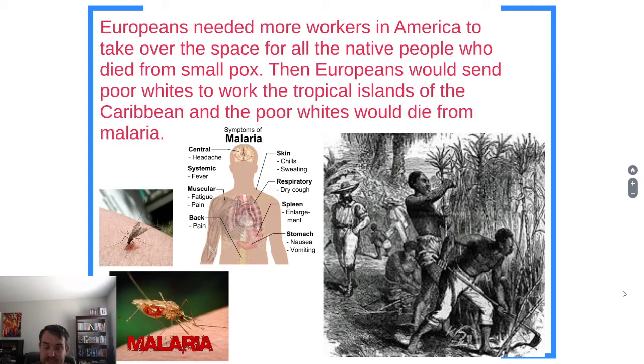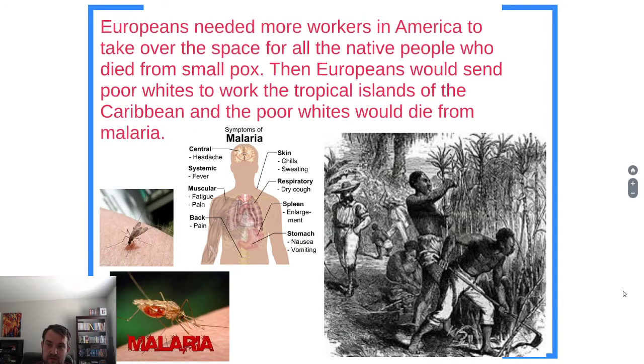But the problem is, those poor white people were dying from other diseases. They were dying from diseases like malaria that are caused by mosquitoes. And the Native Americans didn't really die from malaria as much. They mostly died from smallpox. So Europeans were then faced with this problem of who can we find to work the land of the New World, and who's going to be immune to maybe both of these sets of diseases. So that's the new problem that was facing the peoples of the New World.